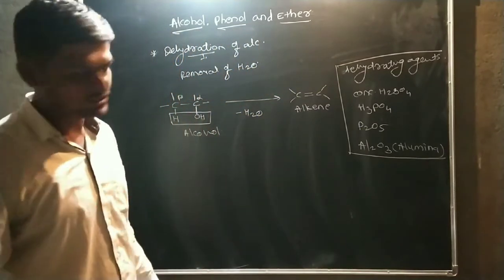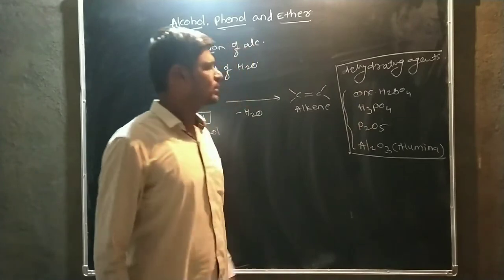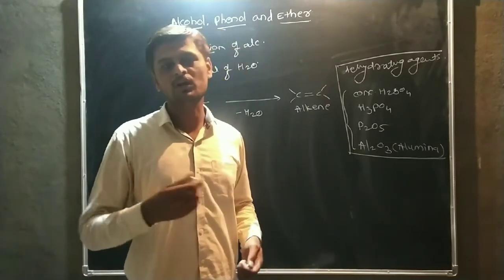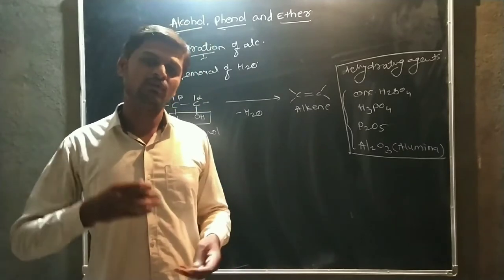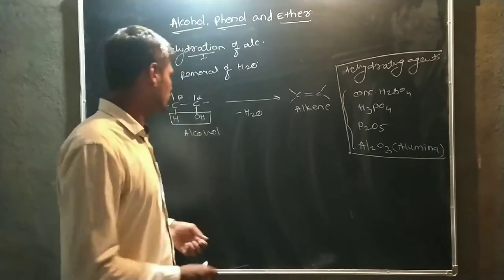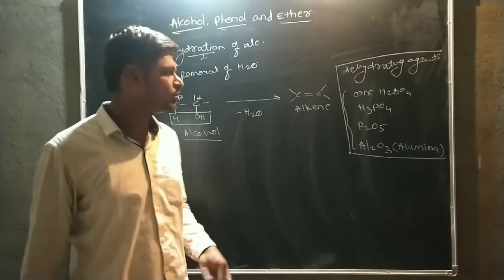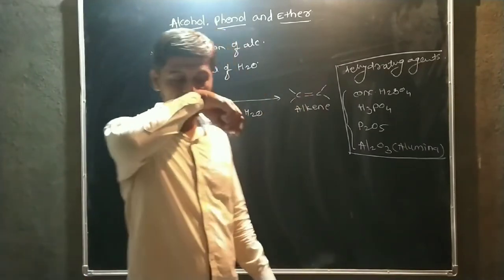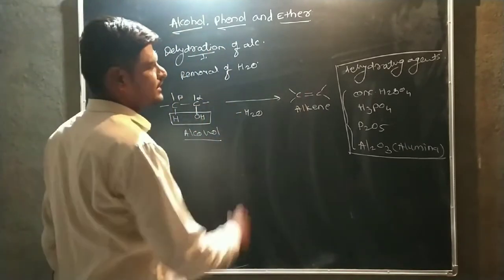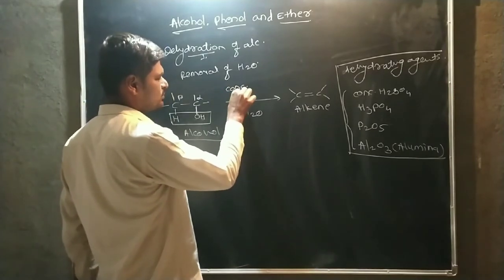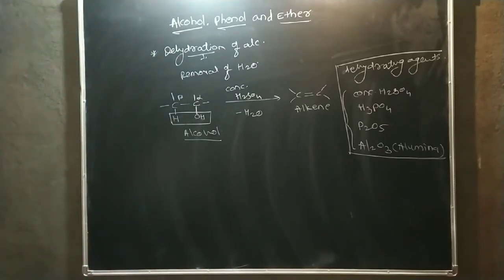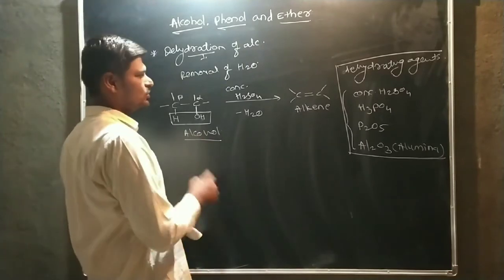Which of these is used depends on the reaction. This dehydrating agent removes the water molecule from the alcohol, and then it forms the corresponding alkenes. The alkene has the same number of carbon atoms as the alcohol. That means if the alcohol has two carbon atoms, similarly two carbons are also present in the alkene. By using concentrated H2SO4, alcohol gets converted into alkene.